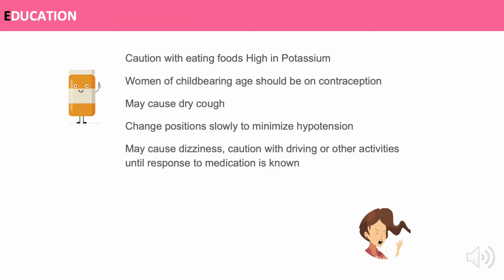E stands for education. The education part is pretty easy because it goes well with the side effects and the warnings. It's pretty much the key points that you should be communicating to your patients about. So, avoid eating foods high in potassium. We need to be careful if the woman is of childbearing age. They should be on some sort of contraception. Let them know about the dry cough. If they have that persistent dry cough, they need to come in and be seen because it's not going to go away from cough drops or cough syrup. The ACE inhibitor will have to be stopped.